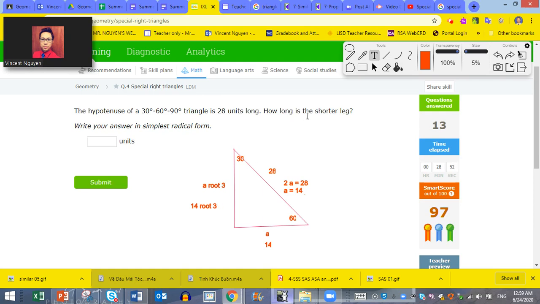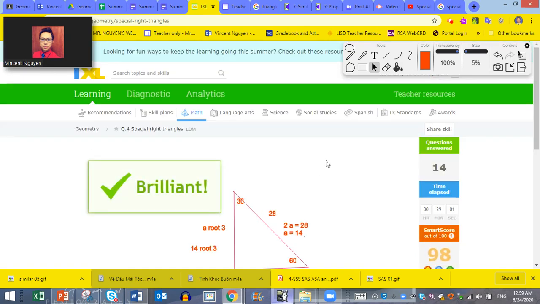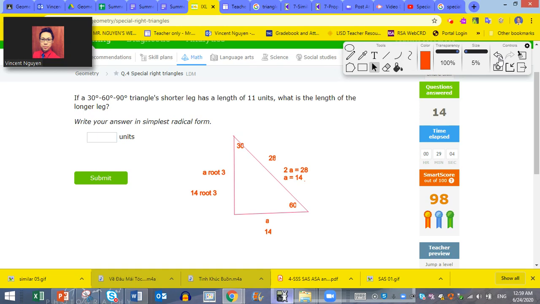So the question asked for the short leg. I did way too much, but here we go. 14 units. Submit. Ta-da. Two more problems. Oh my God, we're almost there.